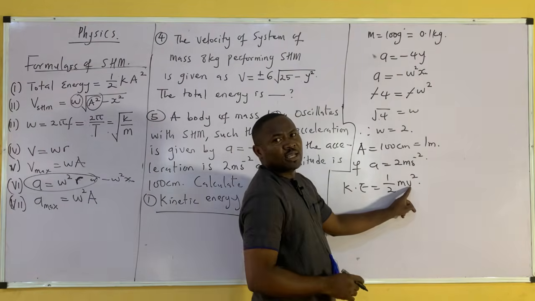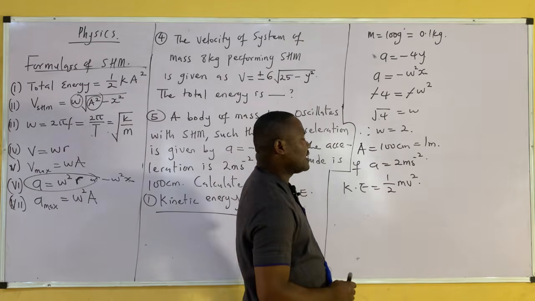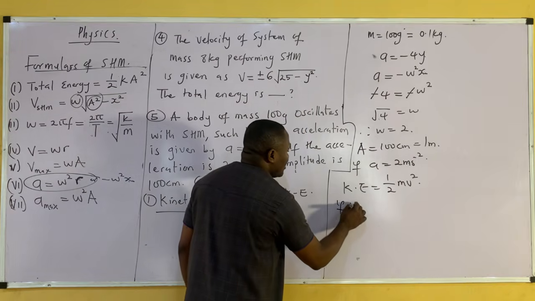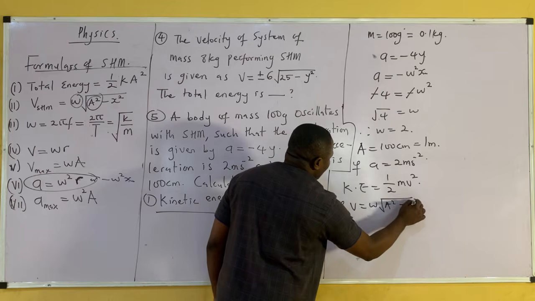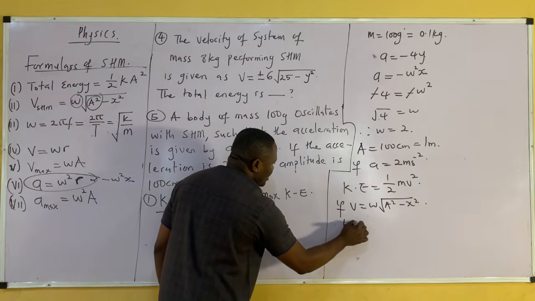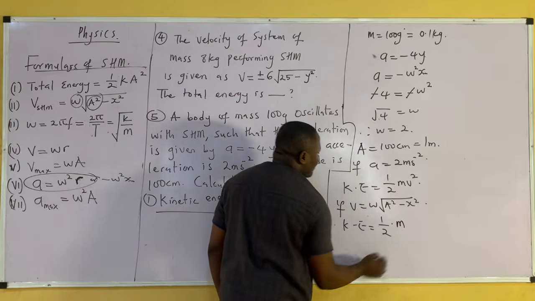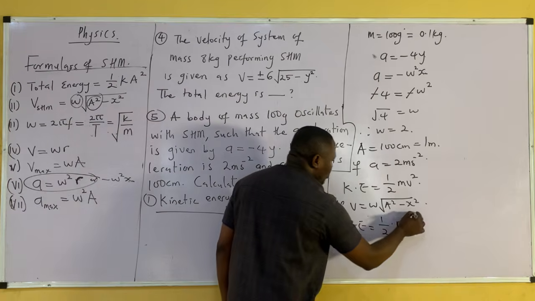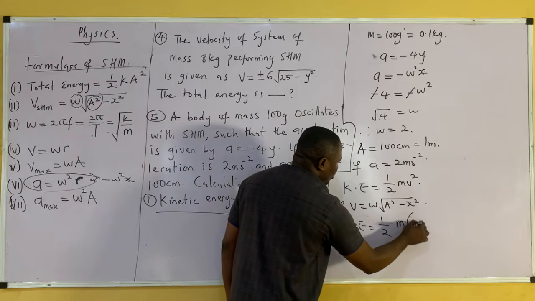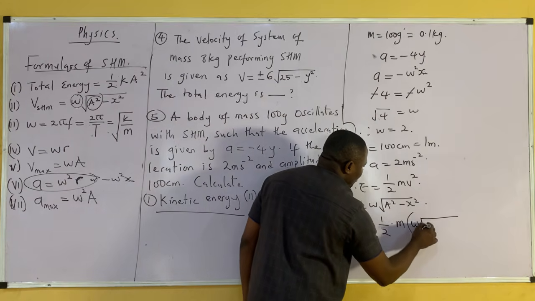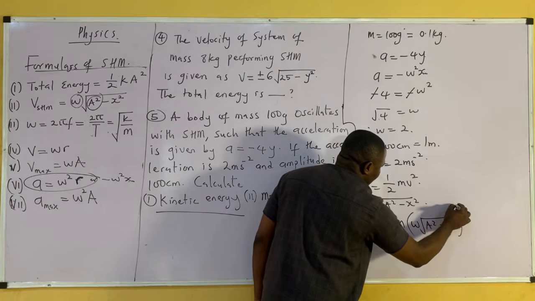Remember, this v is the velocity of SHM. So, if v equals w square root of a squared minus s squared, what will that be? My KE will now be equal to 1 over 2 times m, then open bracket. What will now be my v? My v will now be equal to w square root of a squared minus s squared, all in brackets squared.